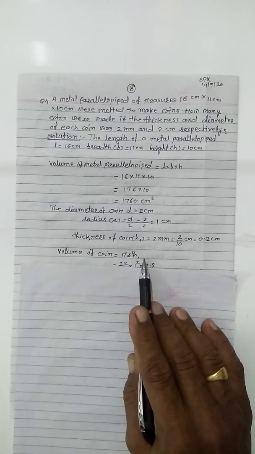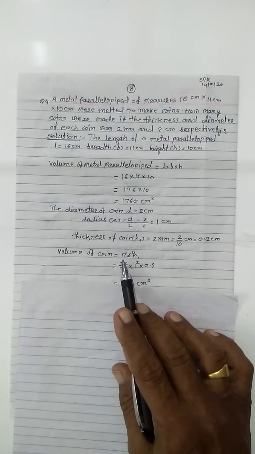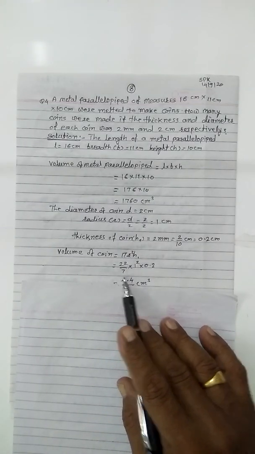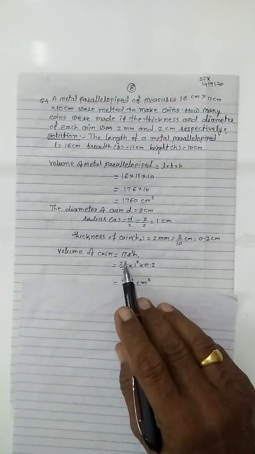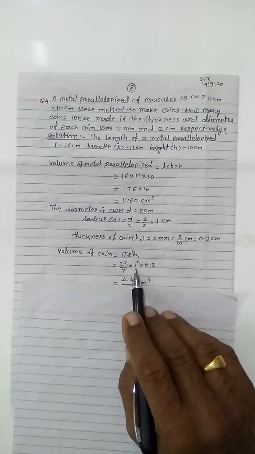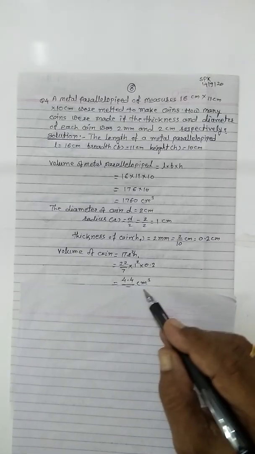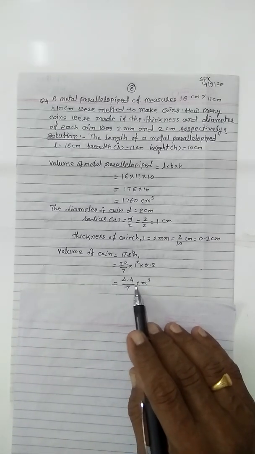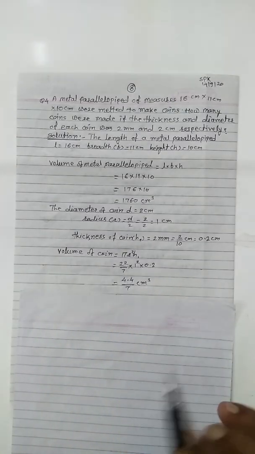Pi r square into H means the volume of coin. Then pi equal to 22 by 7. Here pi value is not given in the question, so take this value 22 by 7 into R is 1, so 1 square into H is equal to 0.2. Then we get here 4.4 by 7 centimeter cube, volume of one coin.